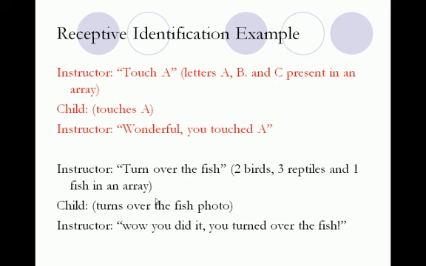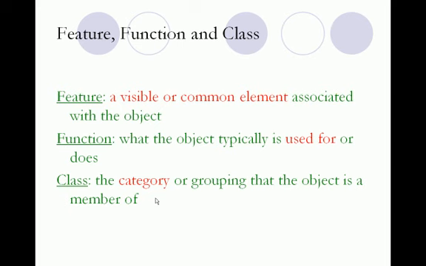Okay, the next category, that's a form of receptive here, and it's just evolved out of Sundberg and Partington's ABLLS work, is feature, function, and class. This is just sort of prepping the learner for more relevant language conversational skills. Okay, so a feature is some visible or common element associated with a particular object. So for example, a dog has legs. So you might say, tell me something with legs. And the person would say, a dog.